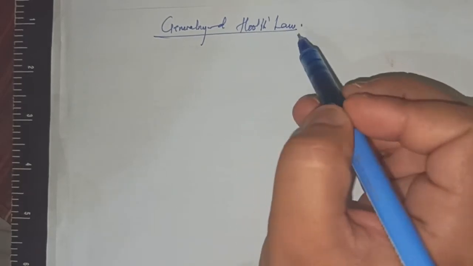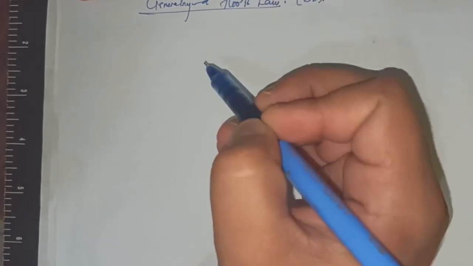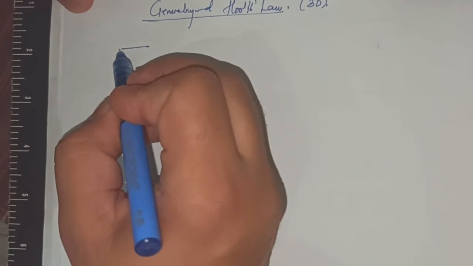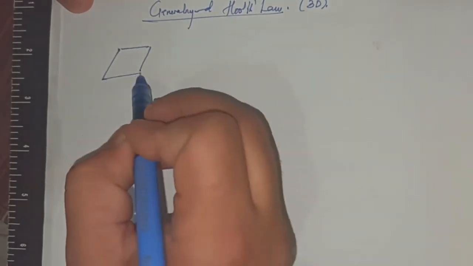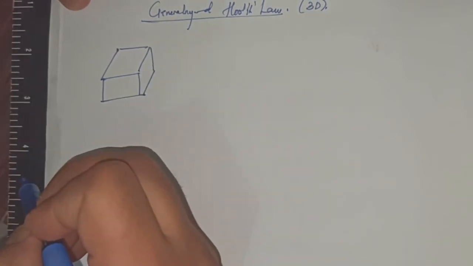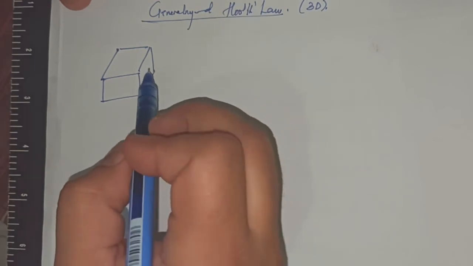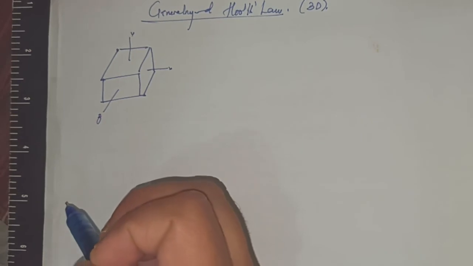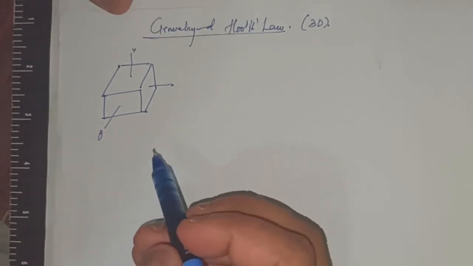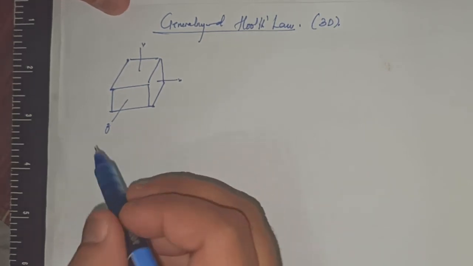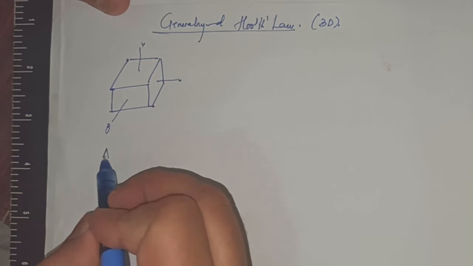Generalized Hooke's law, or the 3D Hooke's law. In this case, let's say you have a cubical box, a cubical element, and for this cubical element we have x, y and z. Let's particularly apply a load, but before we do that, let's make some assumptions here.